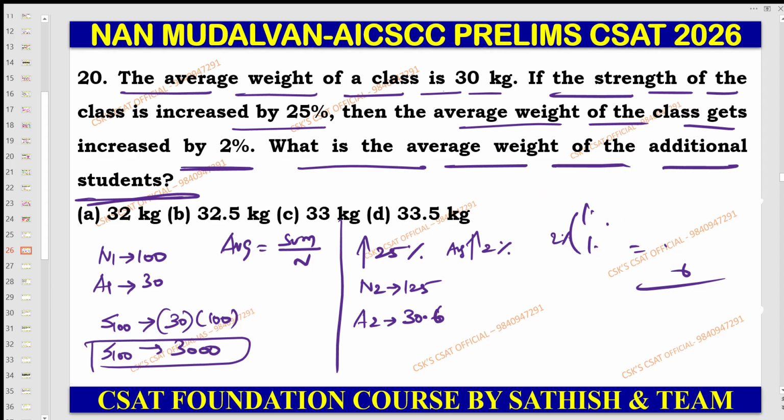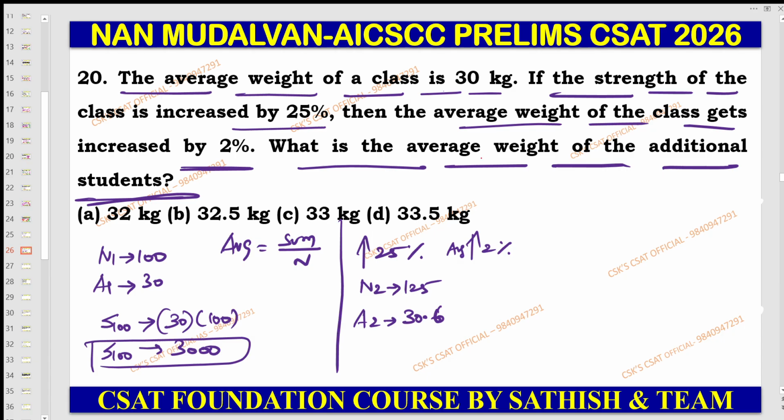Even when I was explaining in the offline class on Friday, one of the students asked a doubt: sir, why can't we use 32? No, no. If it increases by 2, then that is 32. If it is a percentage, it is not. You have to be very careful here, right?